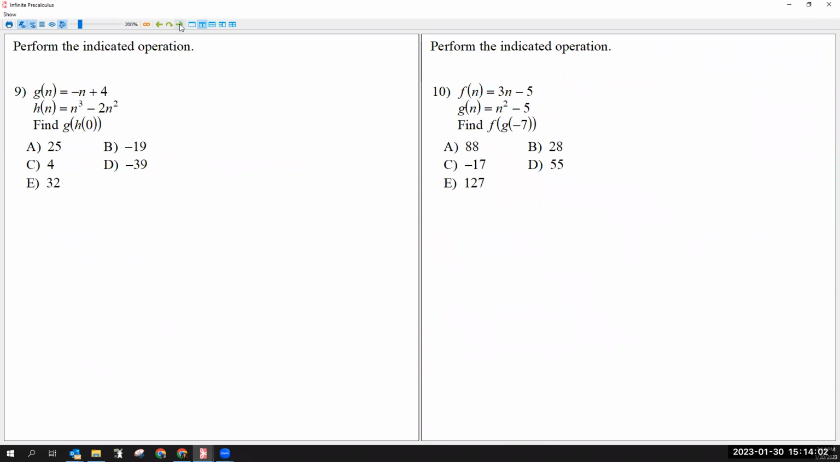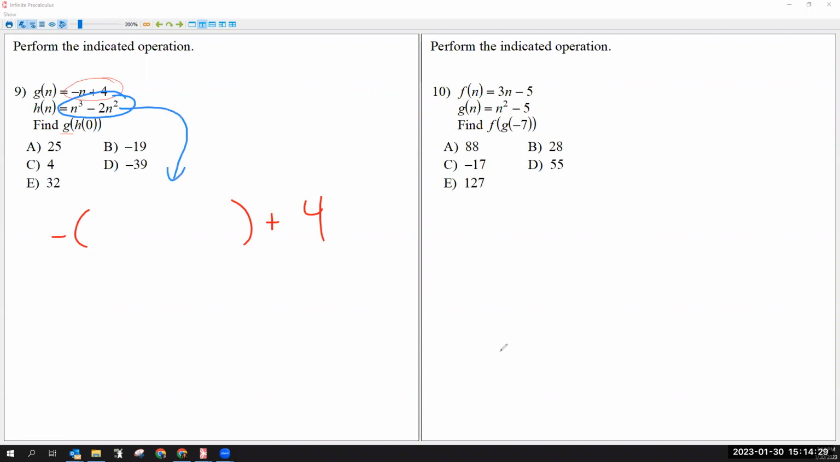Pause the video and try number 9 and 10. 9 and 10 are both composition, same as what we just did, but we're just plugging a number in. So here I'm starting with my outside function, negative parentheses plus 4, putting my inside function inside of there.